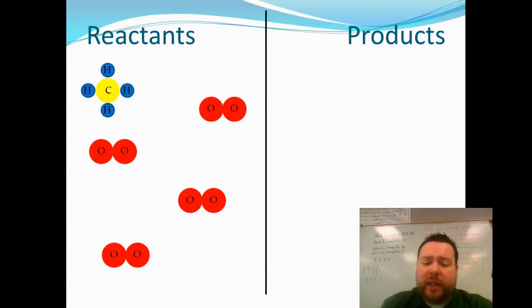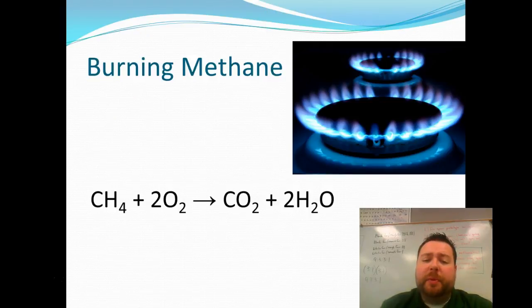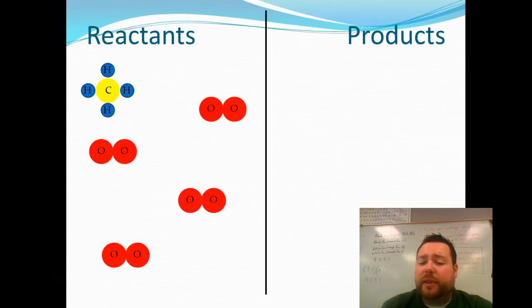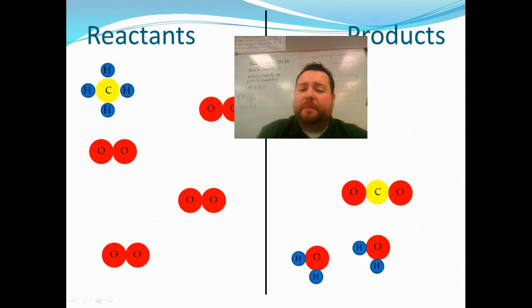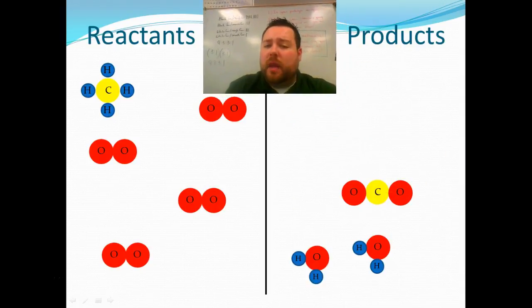But looking at that equation again, for every 1 molecule of CH4, we should be producing 1 molecule of carbon dioxide and 2 molecules of H2O. And that is exactly what we have happen: we have 2 molecules of water, and 1 molecule of carbon dioxide.